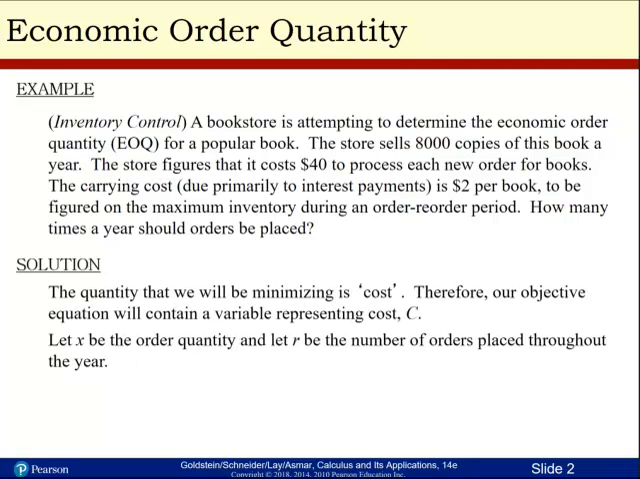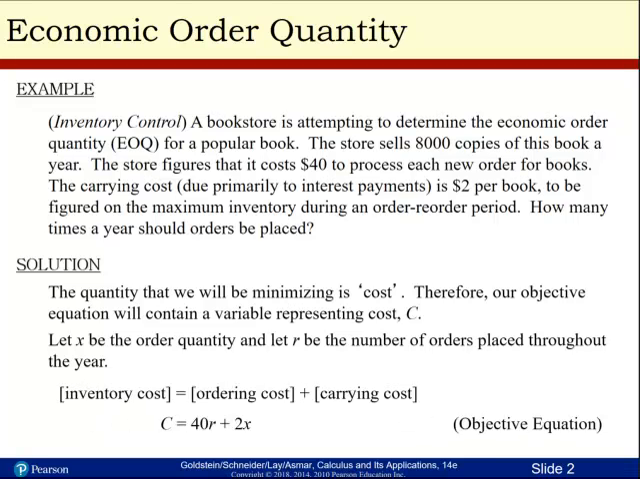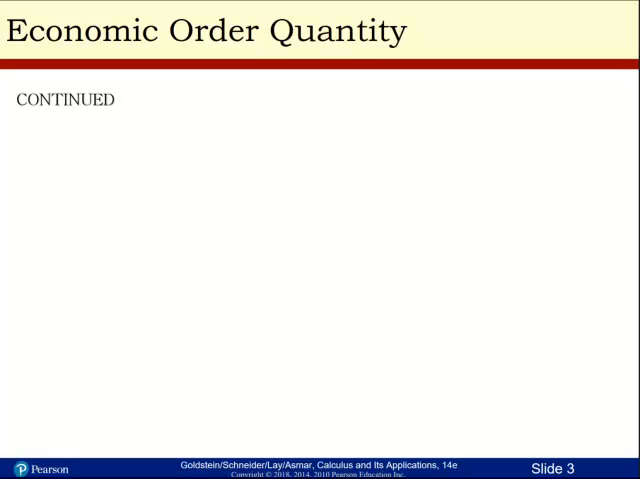Now, the quantity that we want to be minimizing, of course, is cost. Therefore, our objective equation is going to contain a variable representing the cost. Let X be the order quantity, and let R be the number of orders placed throughout the year. Inventory cost equals ordering cost plus carrying costs. This is going to be our objective equation. We're going to have cost equals 40R plus 2X.